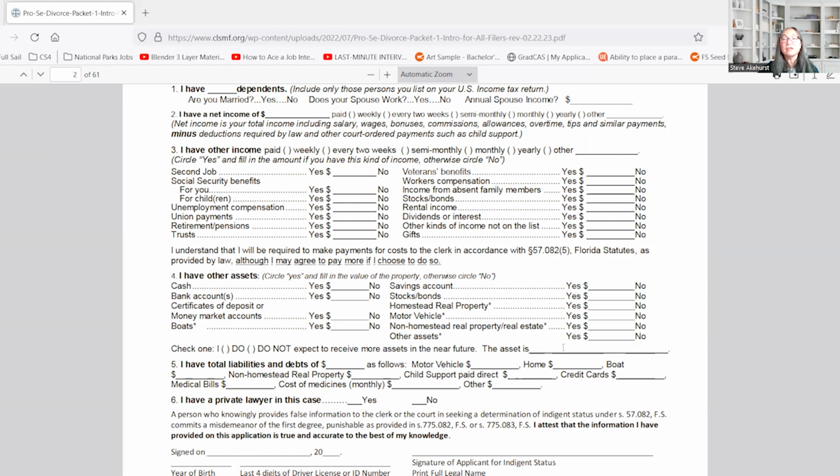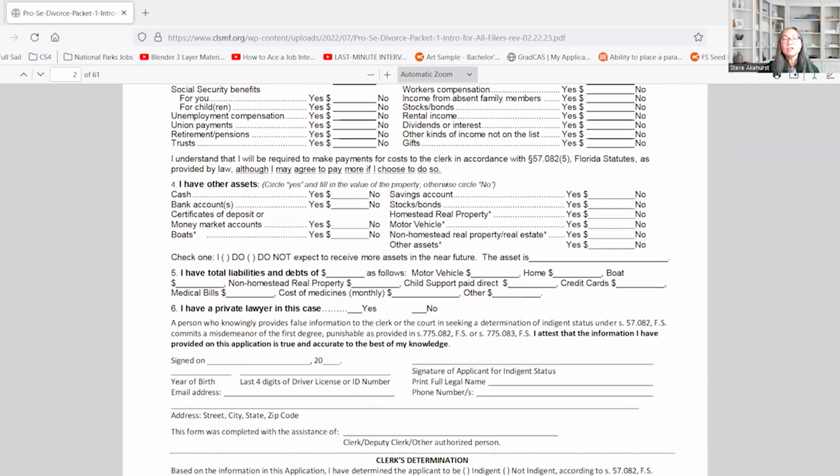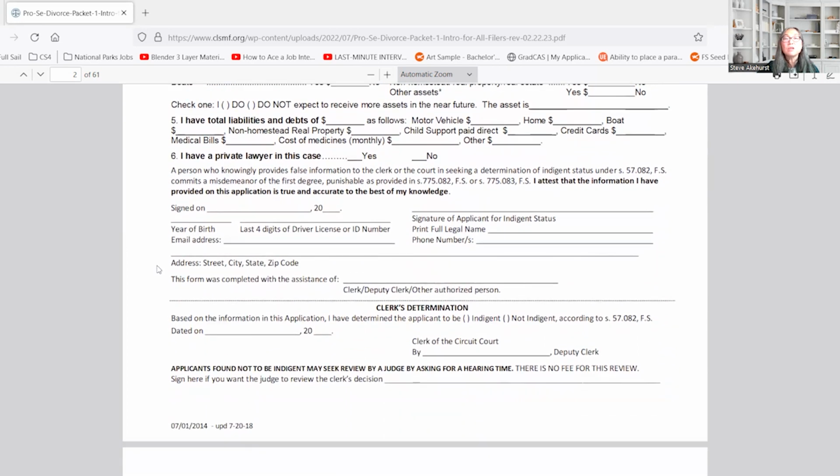This is just to let the court know whether you can afford to hire an attorney. So you have to write all that information. And number 6 asks whether you have a private lawyer. If you're filling this form out, you don't have a private lawyer, so you will be checking no. And just to let you know, once you fill out all that information, you have to take it to the clerk of court, and they will look at the information and let you know.